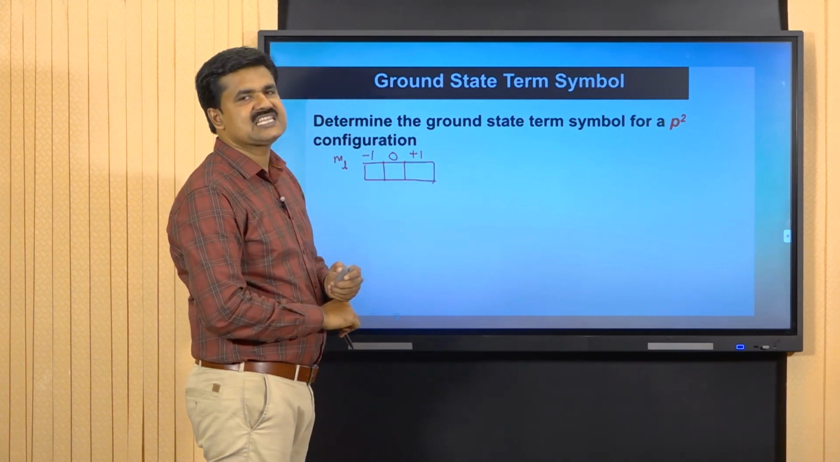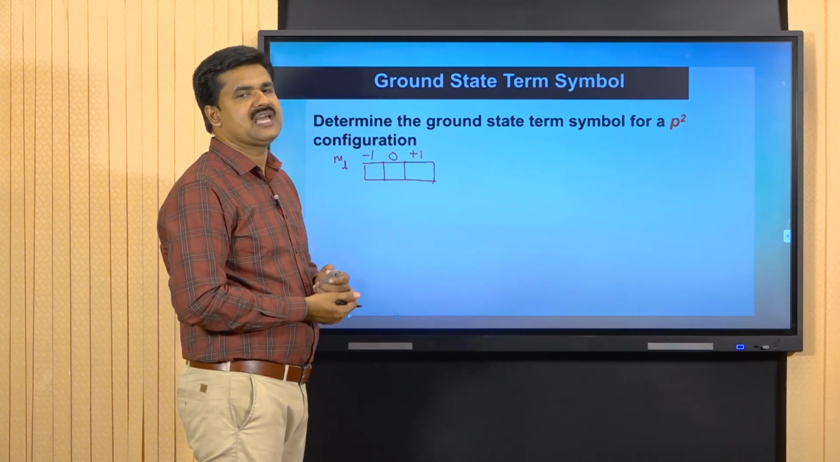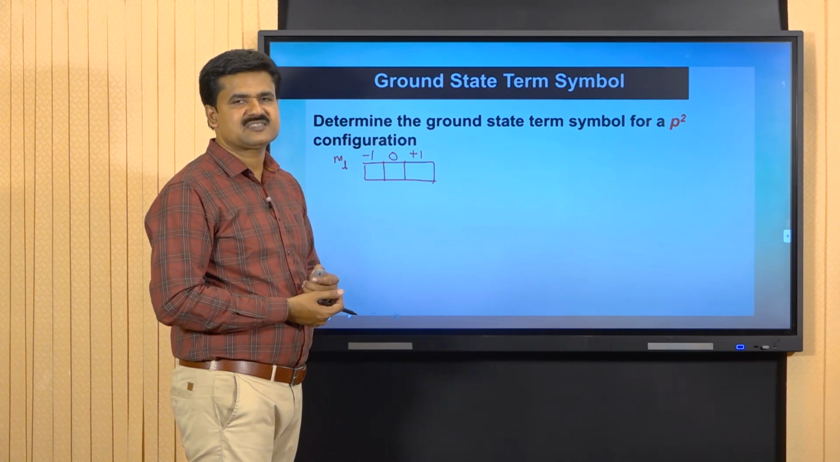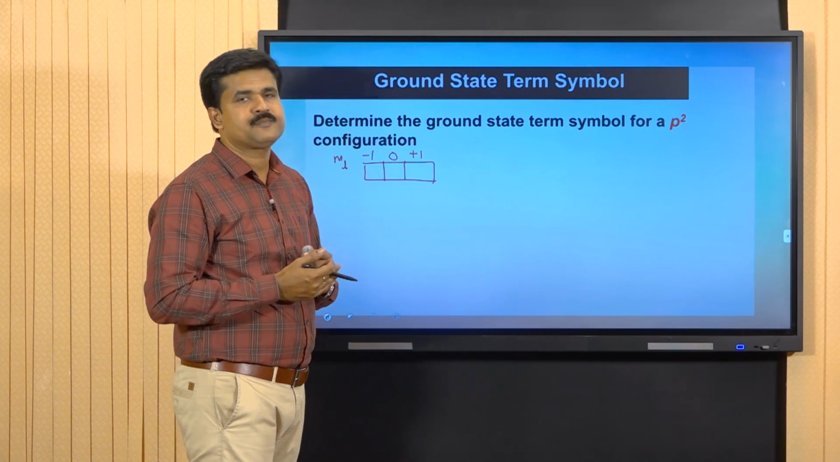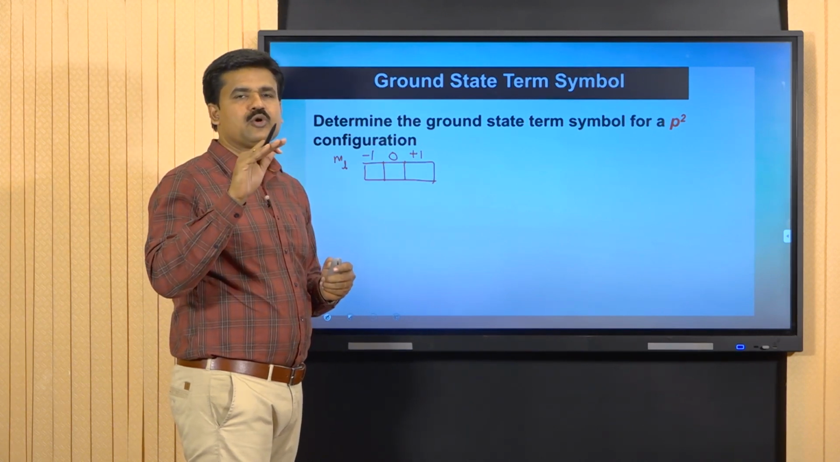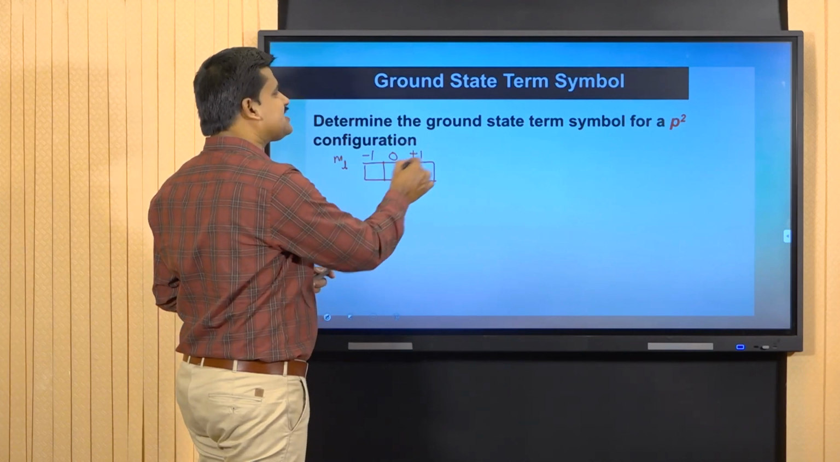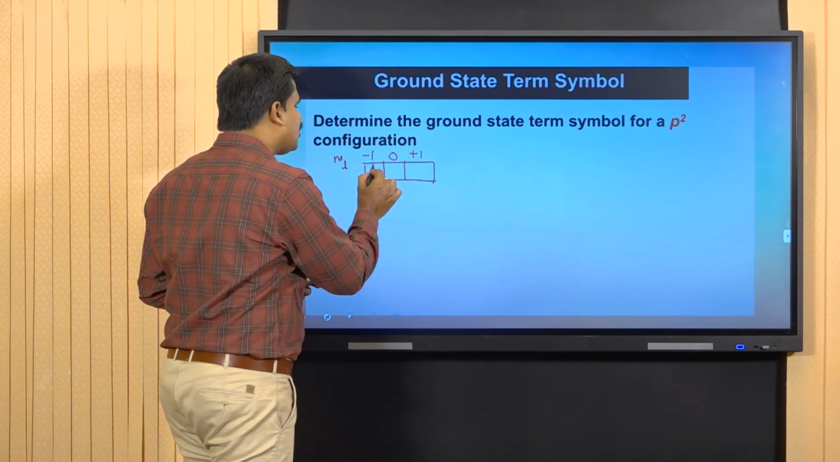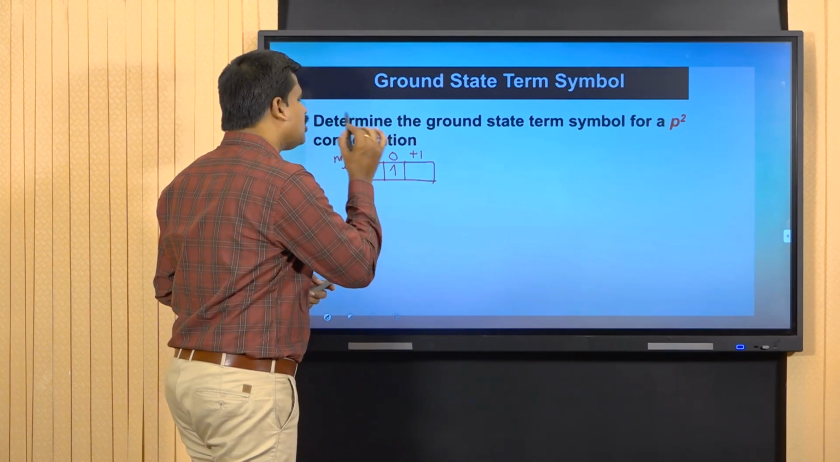Now I am representing the P2 arrangement based on Hund's rule. You know Hund's rule: pairing of electrons in degenerate orbitals takes place only after all the available orbitals are singly occupied, and these singly occupied orbitals must have the same spin also. Based on that, I am representing the P2 configuration like this: one electron with the clockwise spin, and the second electron is also with the clockwise spin.